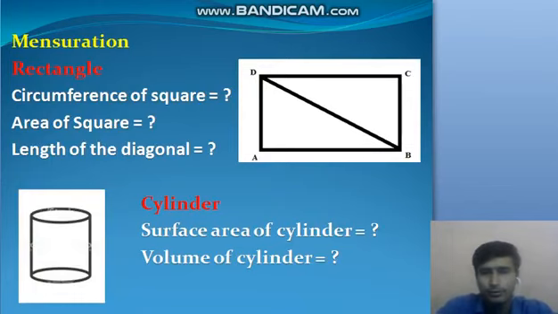Rectangle: you have to write the perimeter of the rectangle, right? Area of the rectangle, length of the diagonal of the rectangle. Cylinder: what is the formula of the surface area of the cylinder, what is the formula of the volume of the cylinder, you have to write yourself.